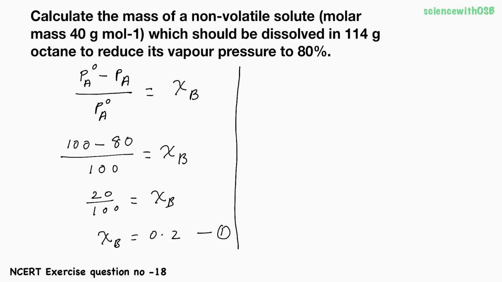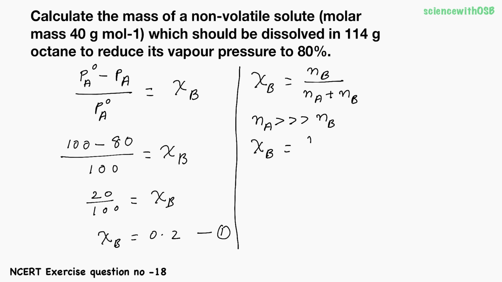Okay. Now, what is the standard equation for chi B? Chi B, mole fraction of solute, is equal to number of moles of solute by total number of moles, right? Number of moles of solvent will always be greater than number of moles of solute. So, for mathematical easiness, we are going to ignore the number of moles of solute in the denominator. That is just for mathematical easiness, okay?